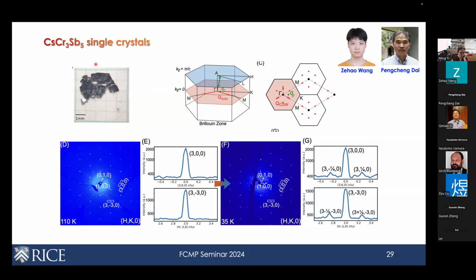And they've also carried out X-ray diffraction to confirm that here, as you go below the ordering temperature, you see the superlattice peaks occurring, consistent with the 1/4 superlattice seen in the original paper. So with these crystals, we now have access to start thinking about what the electronic structures of this material are.